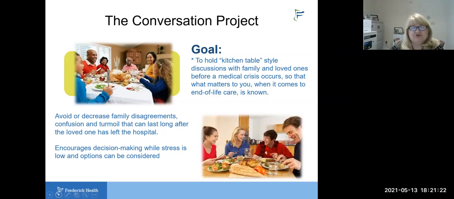So we really encourage having these conversations ahead of time when stress is low, so options can be talked about and considered. A lot of times somebody will say, I remember mom said this, but then somebody else says, no, she told me this. So if you have a document in hand, everybody's on the same page, things go so much more easily here in the hospital, and the providers have a better understanding of what the patient's wishes were. Next slide, please.